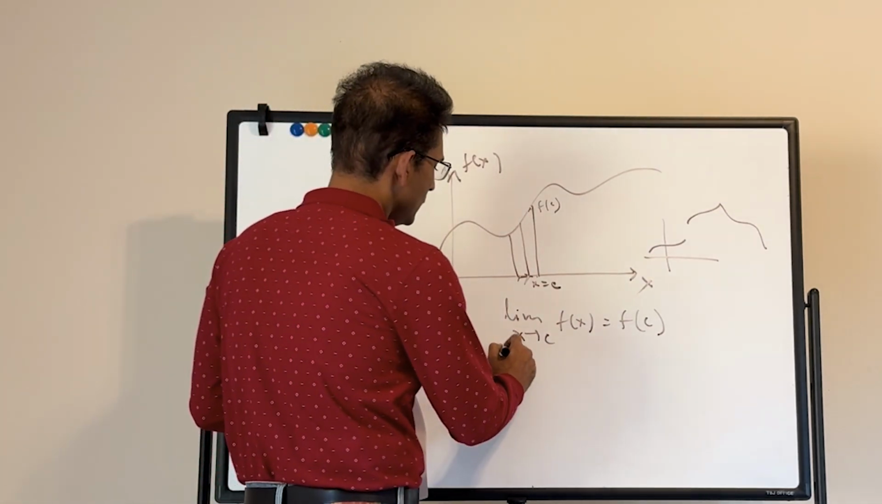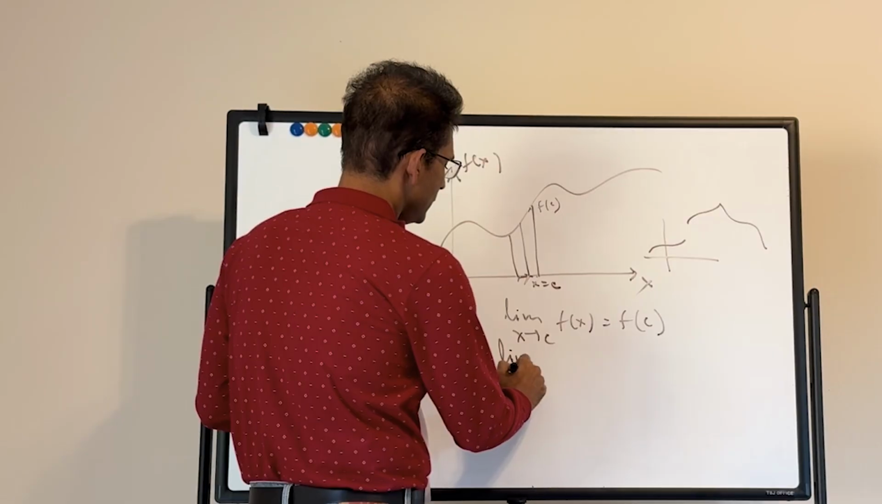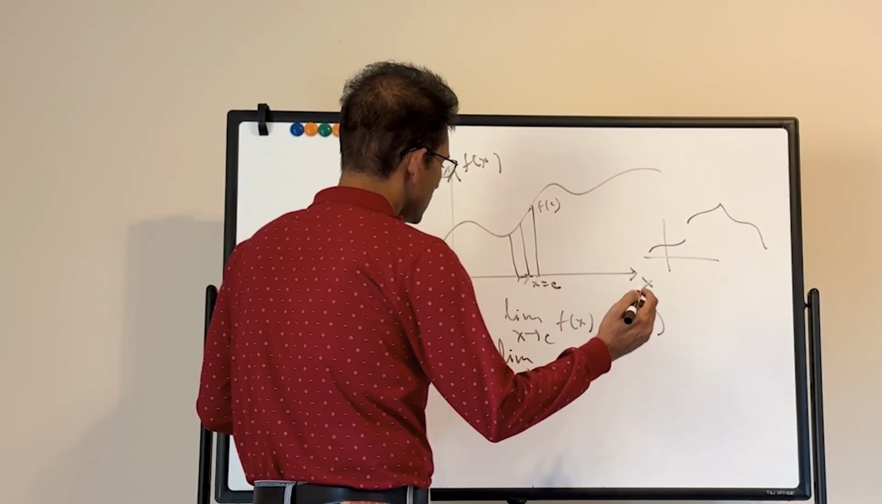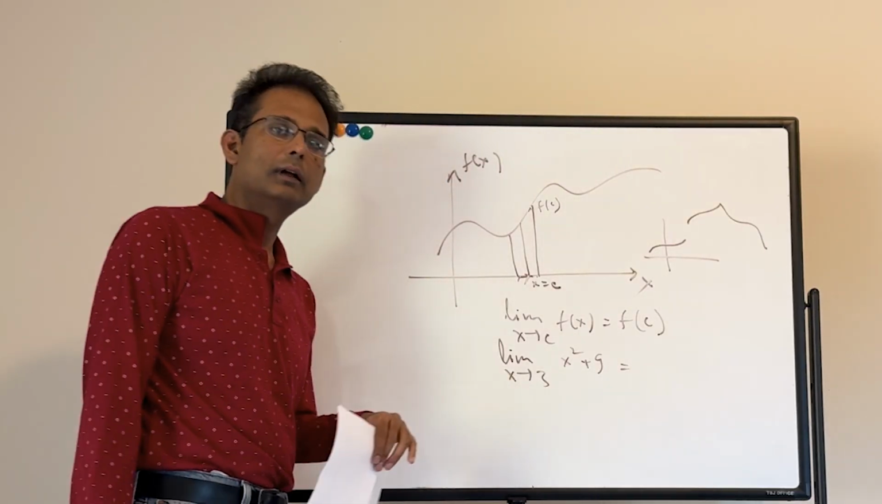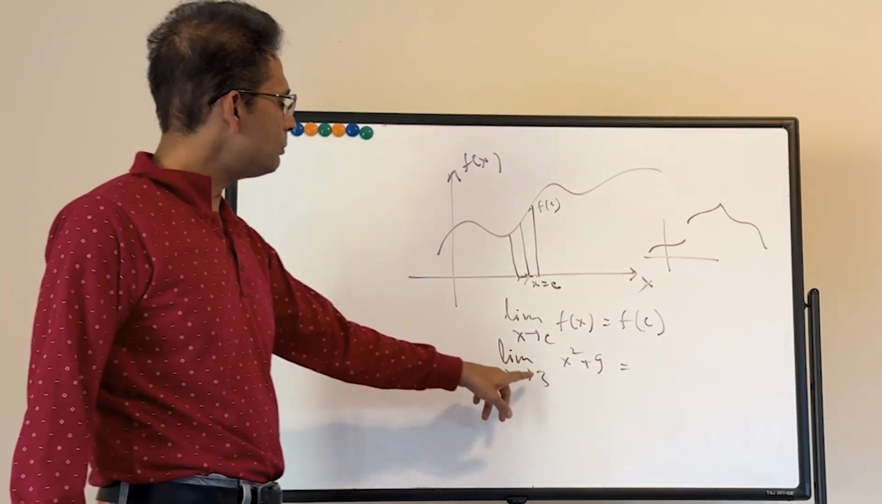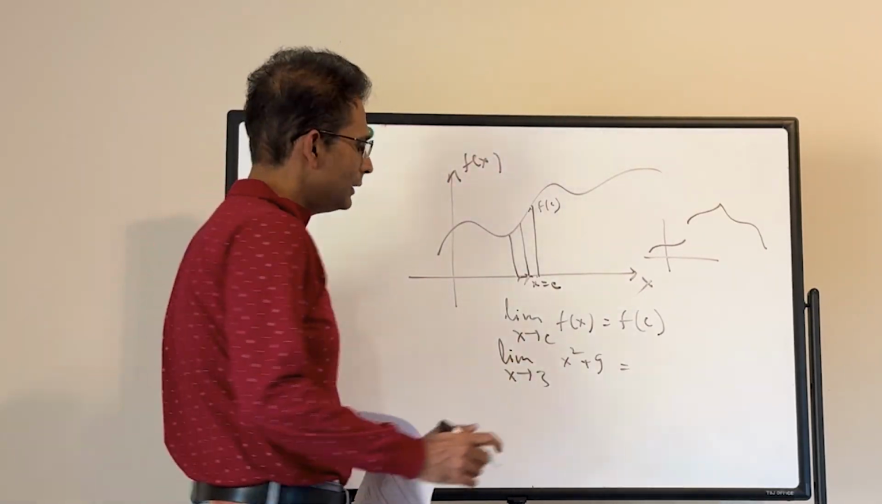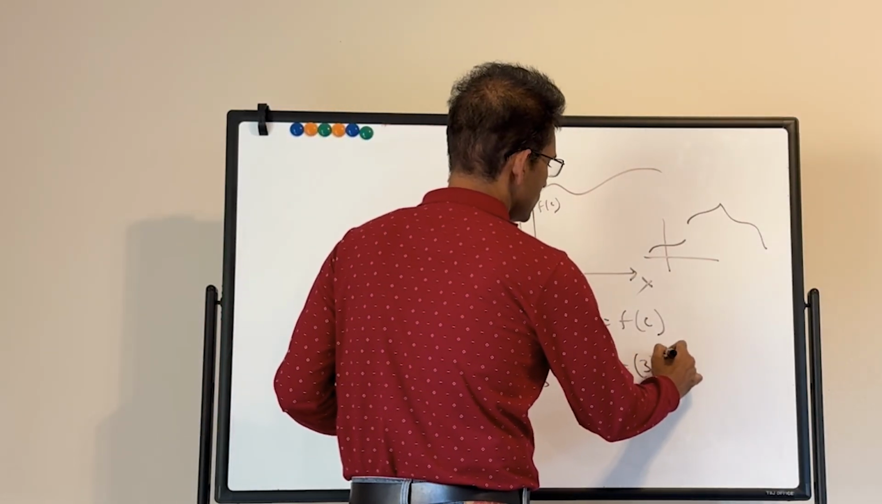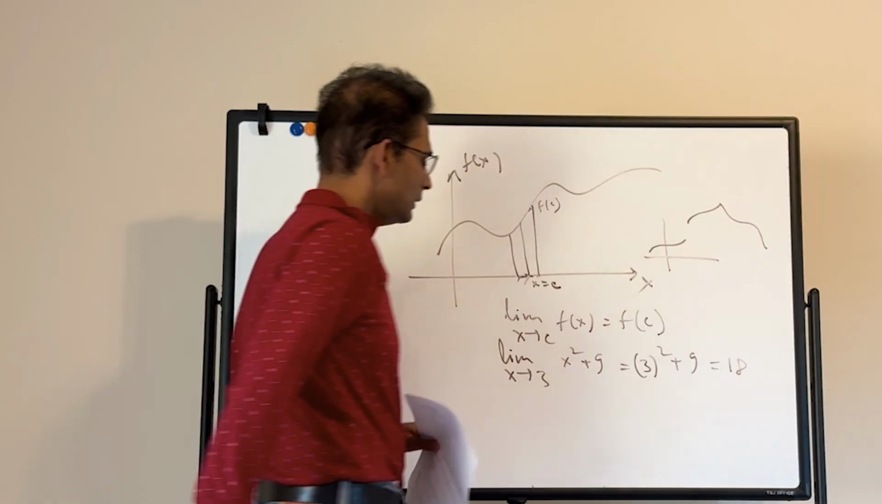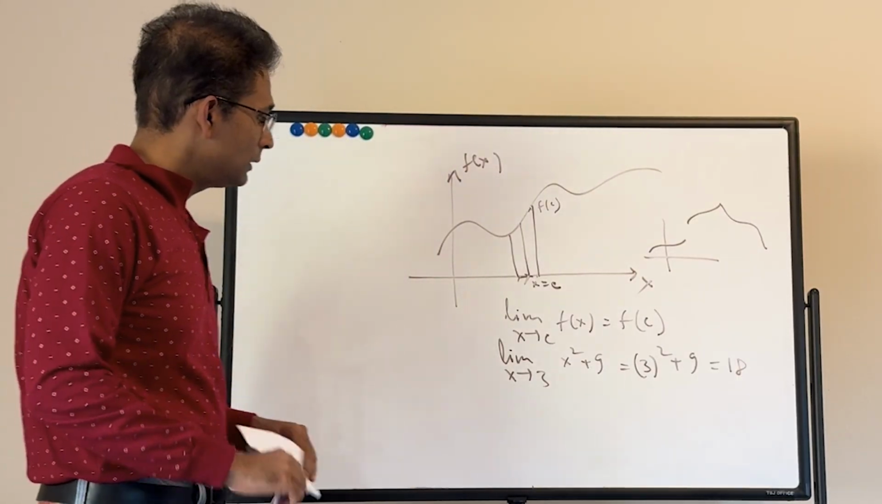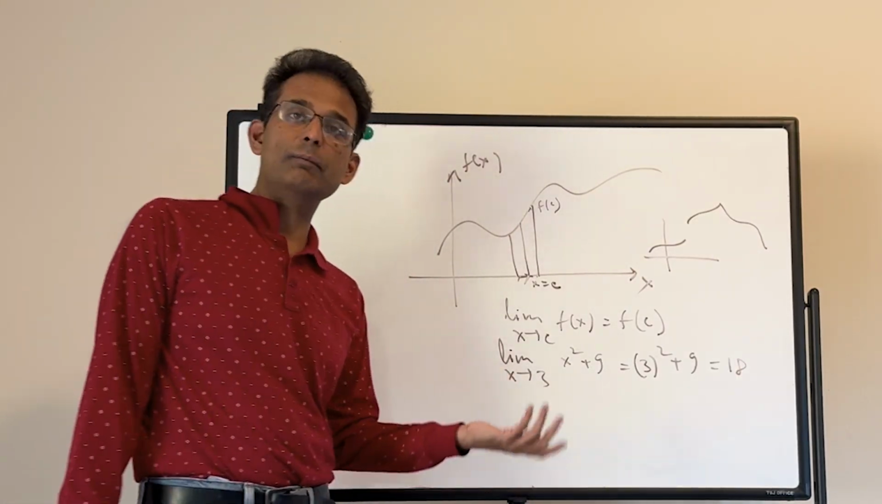So for example, let's say we're trying to find limit x goes to 3, x squared plus 9. How do you evaluate that? You simply plug in x equal to 3 in this expression. So you get 3 squared plus 9, which is 9 plus 9, which is 18. So this is the meaning of limit.